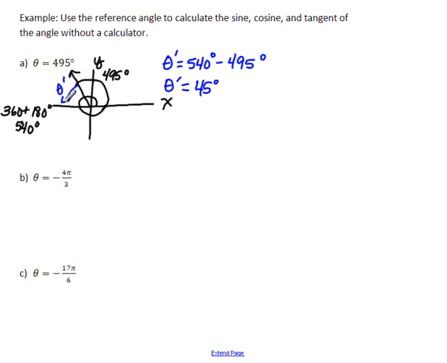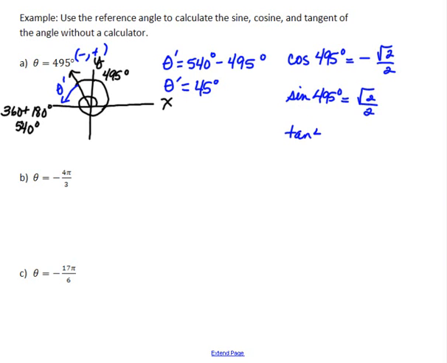So our reference angle is 45 degrees, so that means that 495 degrees is going to have the same sine, cosine, and tangent as 45 degrees, with the exception of the signs. Since this lies in the second quadrant, we know that it's going to be a negative x and a positive y, which means our cosine is going to be negative and our sine will be positive. So the cosine of 495 degrees is going to be the negative of square root of 2 over 2. The sine of 495 degrees is going to be the square root of 2 over 2. And the tangent of 495 degrees is sine over cosine, which would be negative 1.